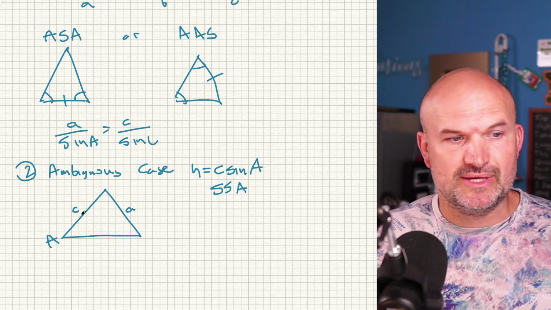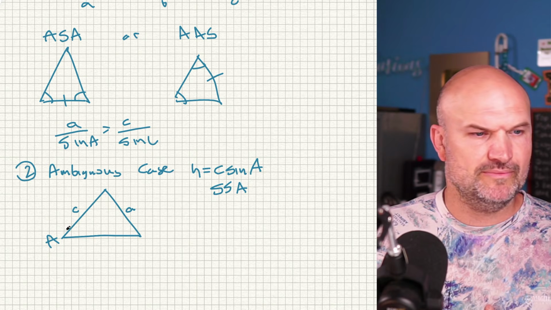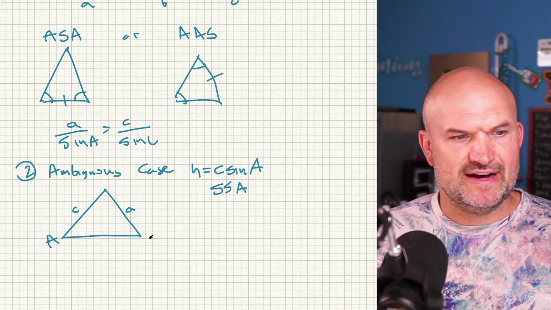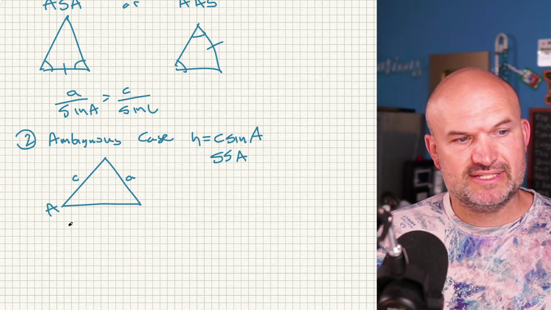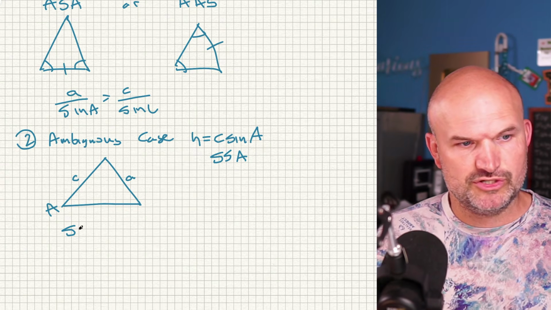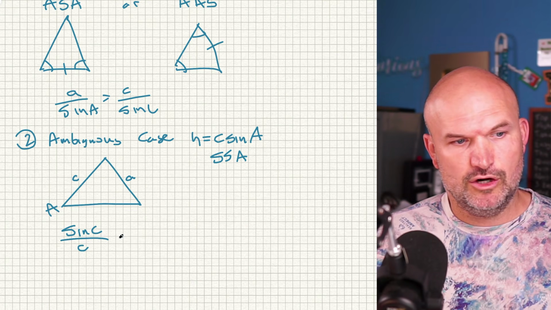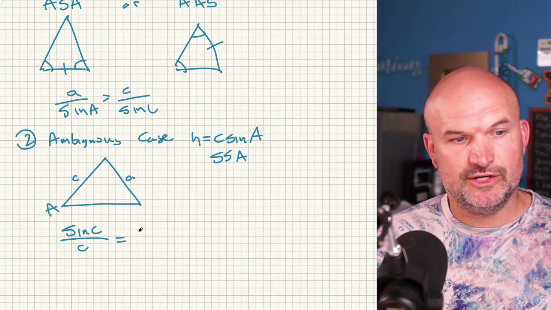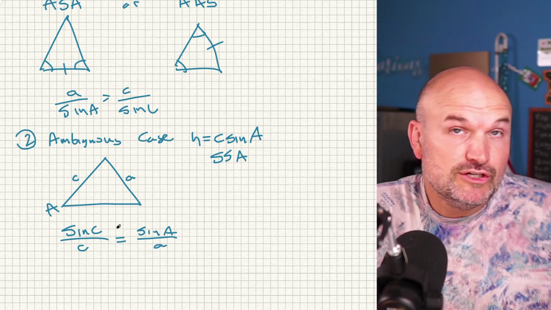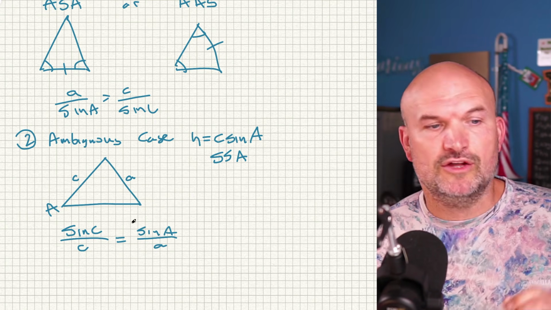A lot of times students will say, all right, what are we trying to find? We'll be trying to find a missing angle C. So we'd say something like this, and you'd have a proportion: sine of C over little c equals, this would be our unknown, over sine of A over a. So we could create the law of sines, but this is what we call the ambiguous case.